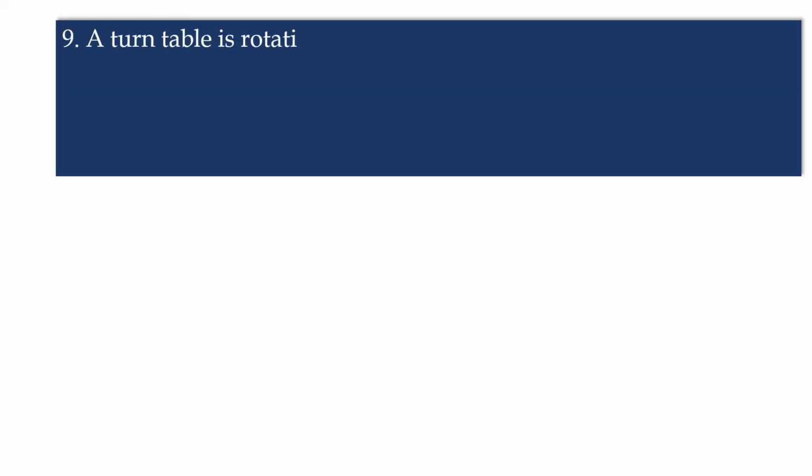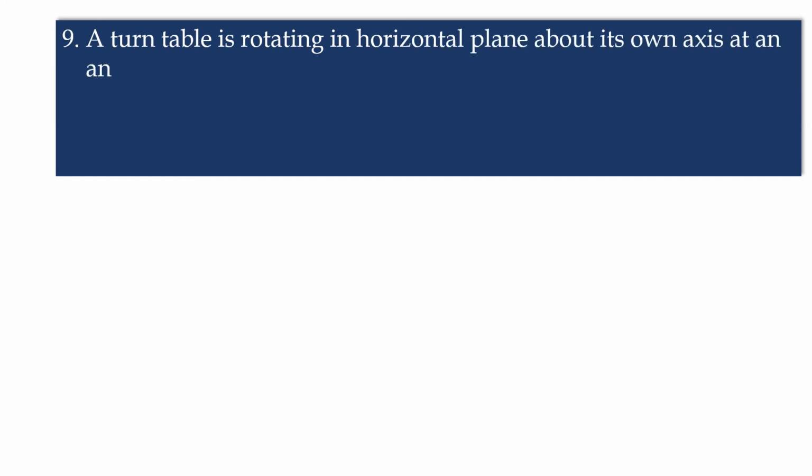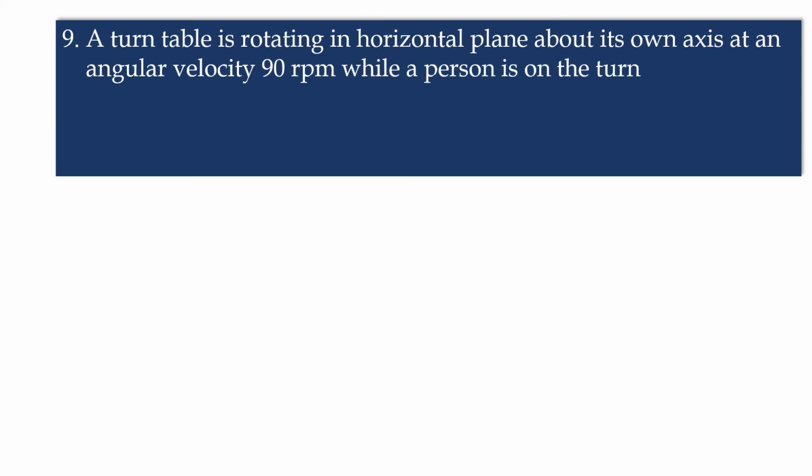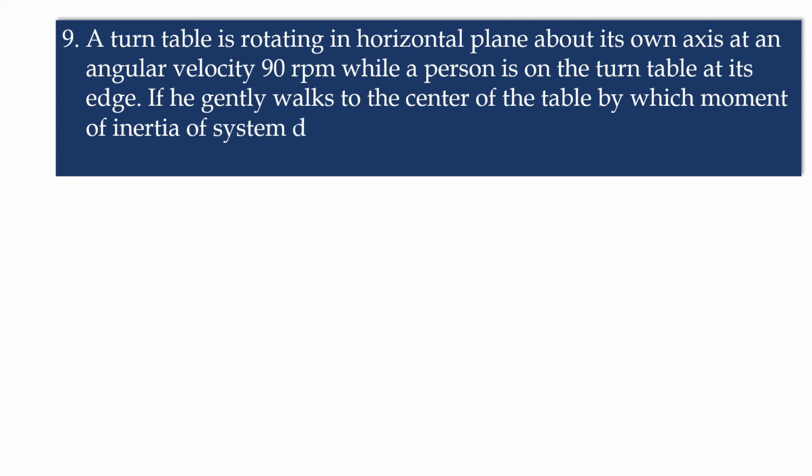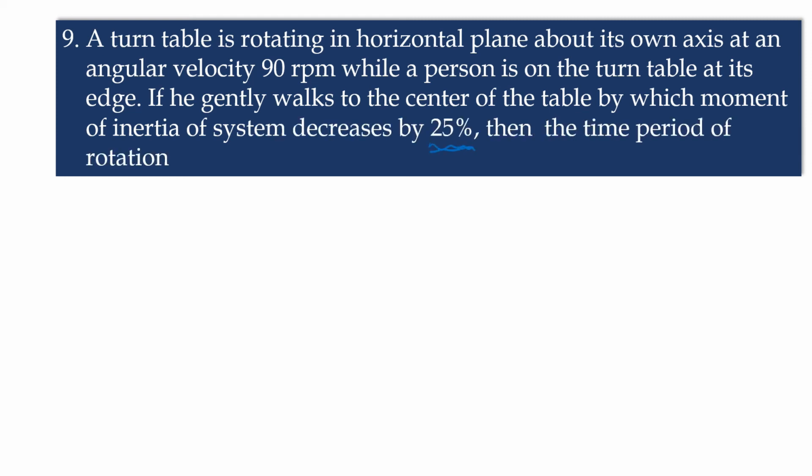A turntable is rotating in a horizontal plane about its own axis at an angular velocity of 90 rotations per minute while a person is on the turntable at its edge. If he gently walks to the center of the table, by which the moment of inertia of the system decreases by 20%, then the time period of rotation of the turntable is, here we have to calculate the time period of rotation of the turntable. Now let us go to the solution.